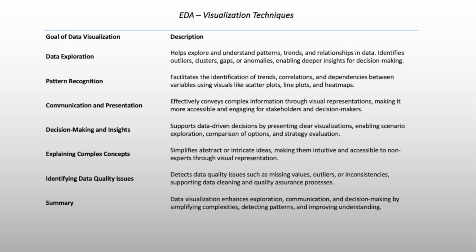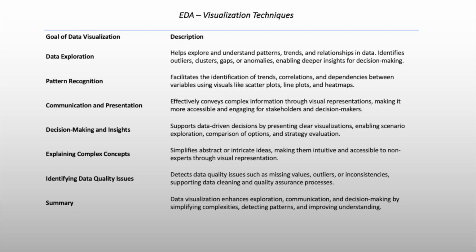Identifying data quality issues. Data visualization can help identify data quality issues such as missing values, outliers, or inconsistencies. Visualizing data allows analysts to visually inspect the data for errors or anomalies, enabling data cleaning and quality assurance processes. By identifying and addressing data quality issues, the accuracy and reliability of subsequent analyses and interpretations can be improved.